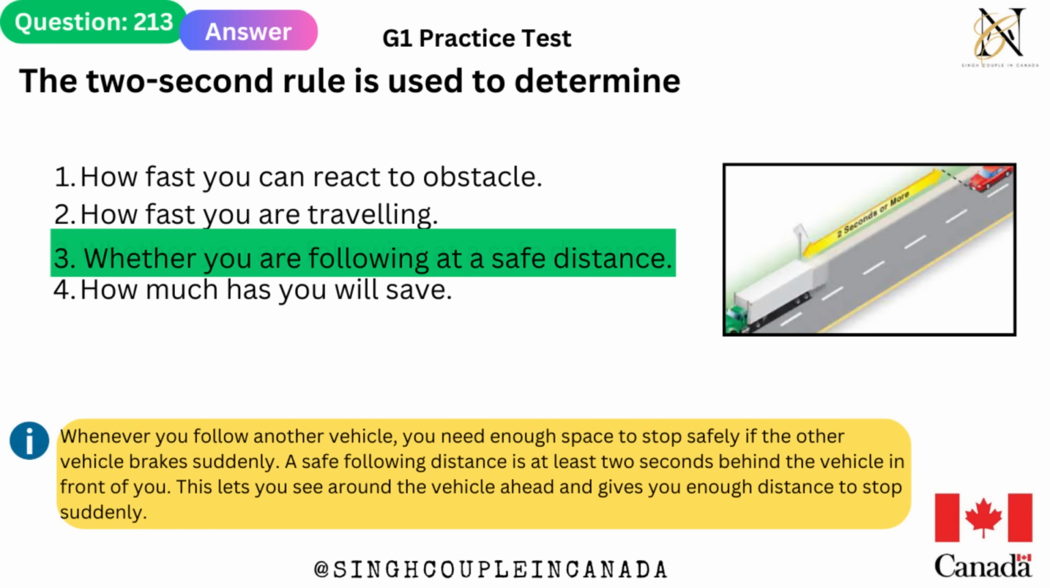Whenever you follow another vehicle, you need enough space to stop safely if the other vehicle brakes suddenly. A safe following distance is at least 2 seconds behind the vehicle in front of you. This lets you see around the vehicle ahead and gives you enough distance to stop suddenly.